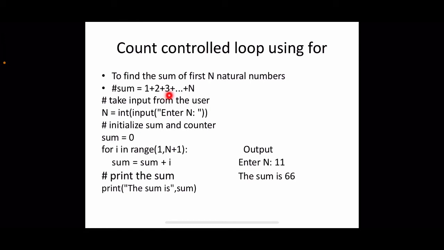That is 1 + 2 + etc. up to n. n is given by the user. We have to read n, then we have to perform this summing up using a loop. Here the for loop can be used.